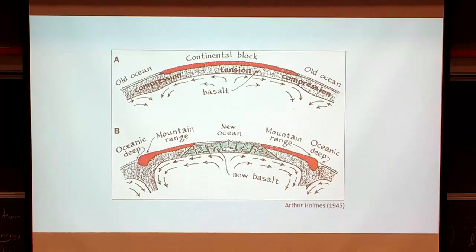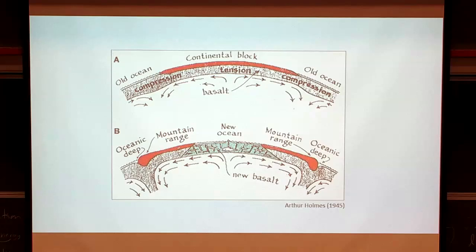So Arthur Holmes proposed that radioactivity in the Earth could provide the heat to make a heat engine in the mantle, and stresses due to that convection could act upon the surface and cause compression and tension and move stuff around. So for example, in this picture up here, here's a continent. This is the lithosphere, oceans.